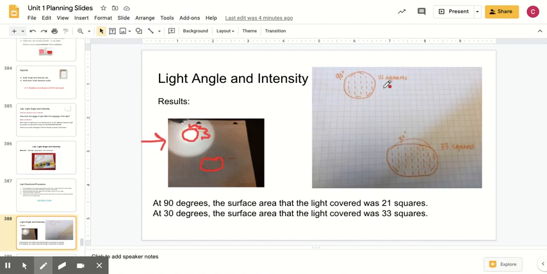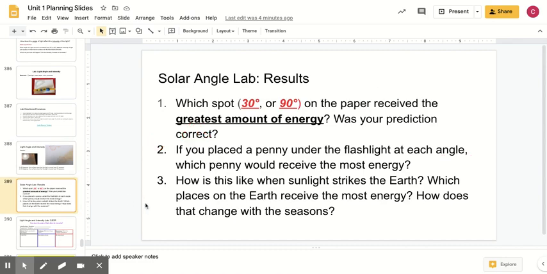At 90 degrees, the light covered 21 squares of my graph paper. At 30 degrees, the light covered 33 squares. So what does that mean as far as intensity? Which spot on the paper received the greatest amount of energy? Where was the light most concentrated? So keep in mind, I was using the same flashlight for both angles, and that means the same amount of photons were reaching the paper. But where was the light most concentrated or intense?